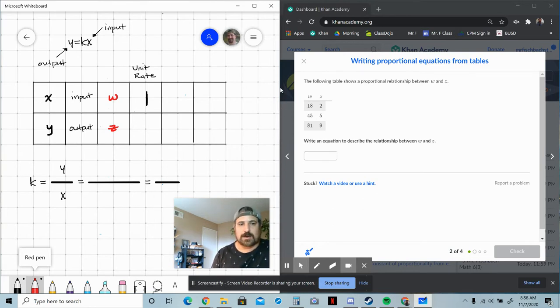All right, so let's do it. We've got our W values, which are x values, our inputs, and we've got our Z values, which are our y values, our outputs, right?